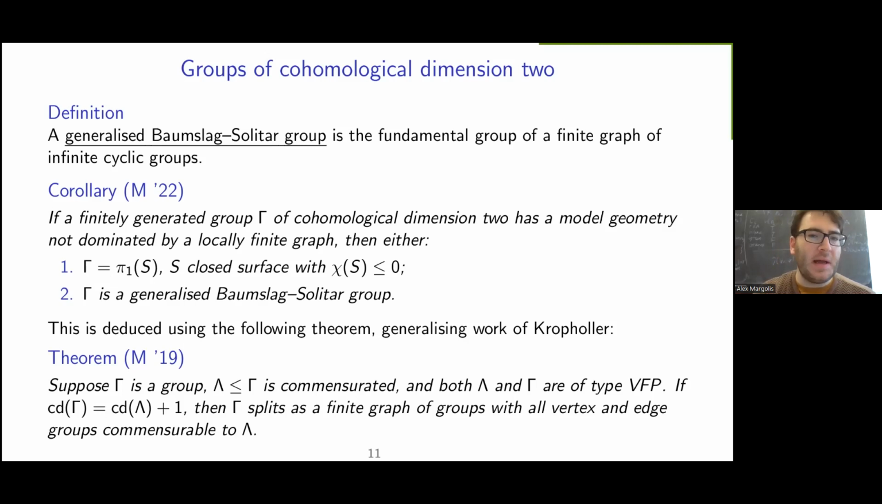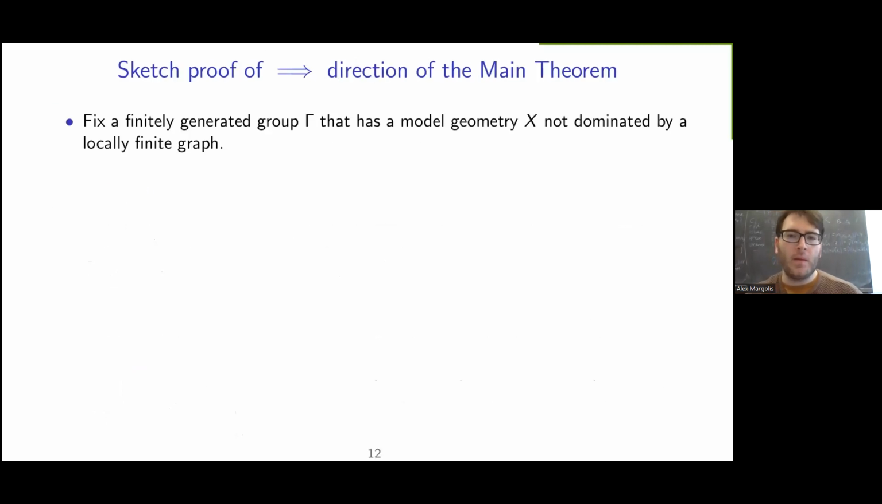Okay, so that's the corollary. And now I want to talk a little bit about some of the ideas that go into the proof of the main theorem. So the forward direction is both the easiest direction and the hardest direction. It's easier because it follows more readily from results in the literature, but it's harder because the theorems it uses are quite sophisticated and hard.